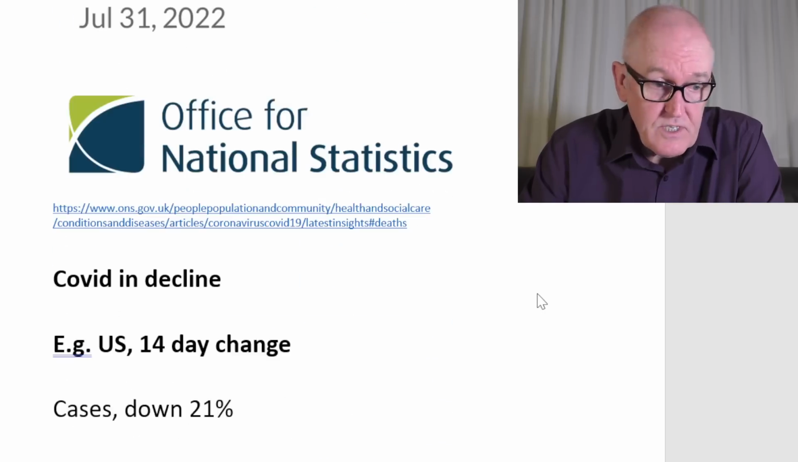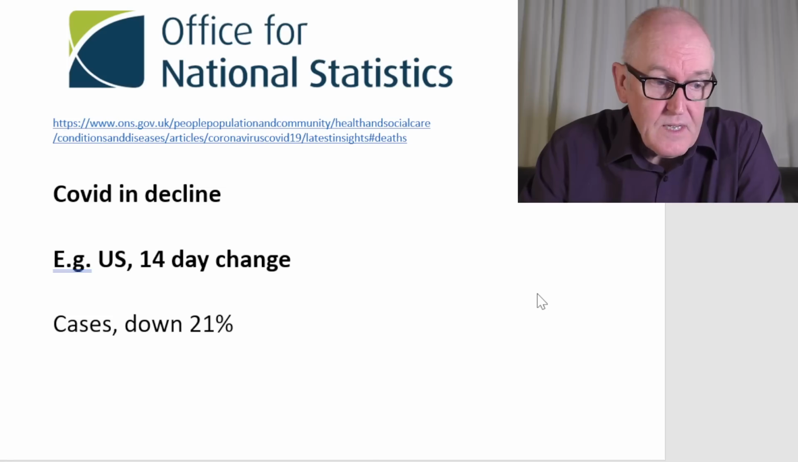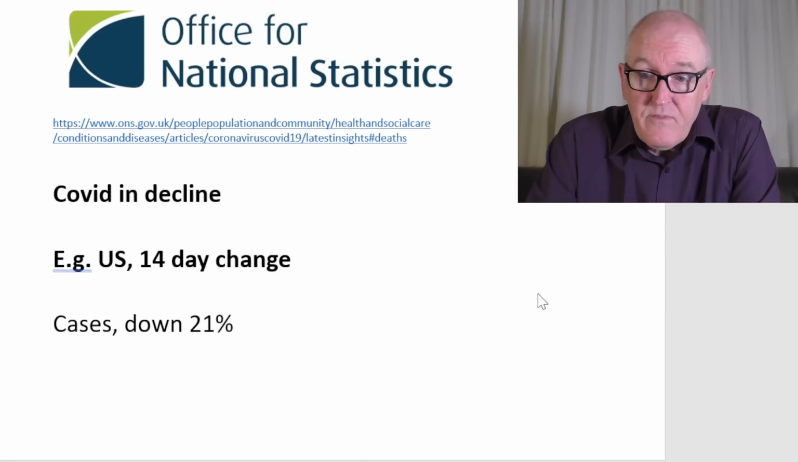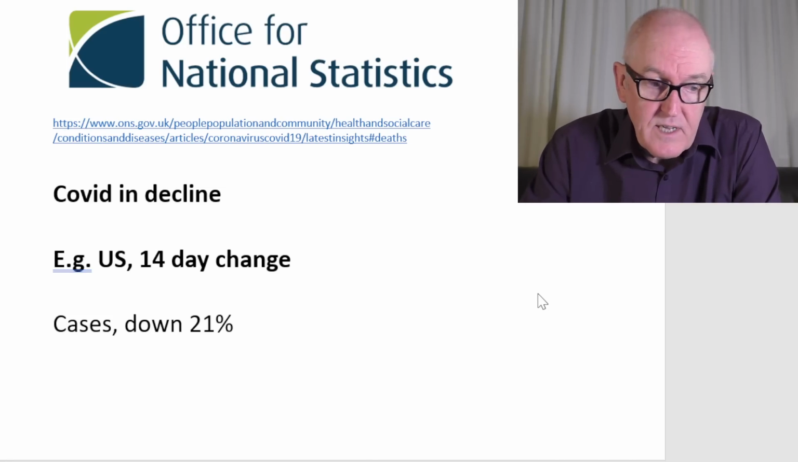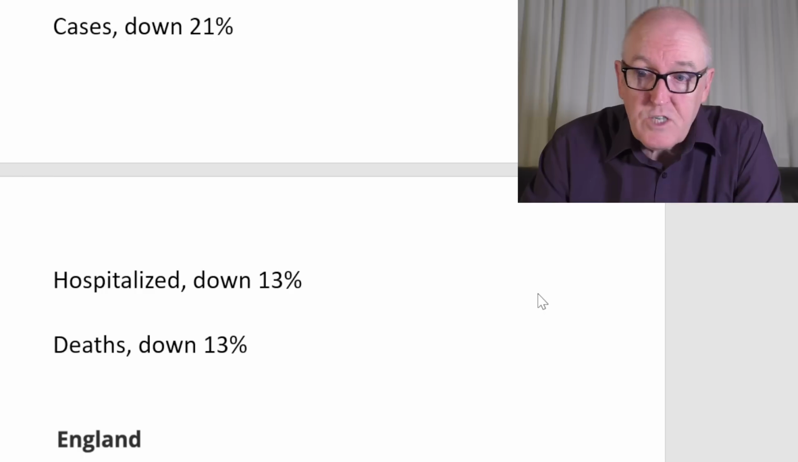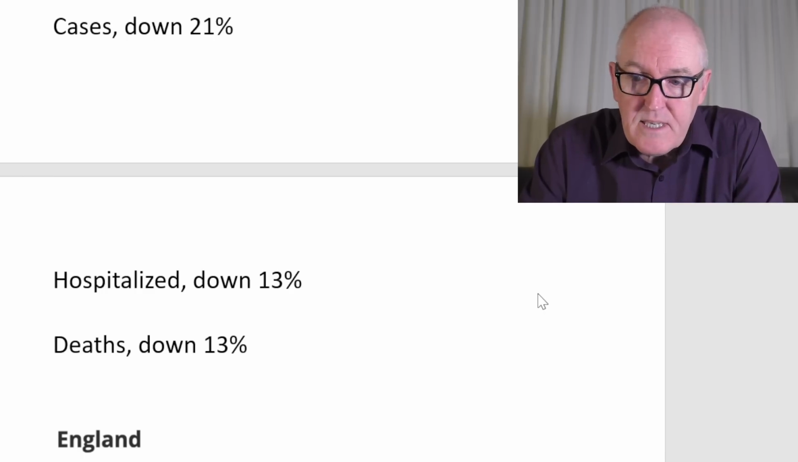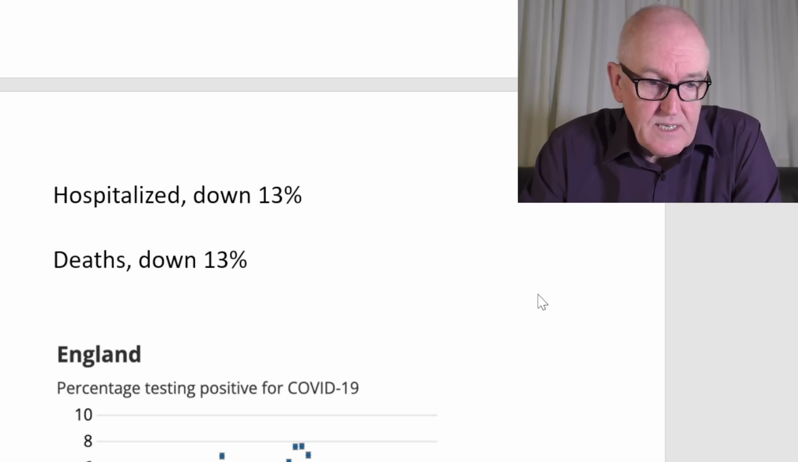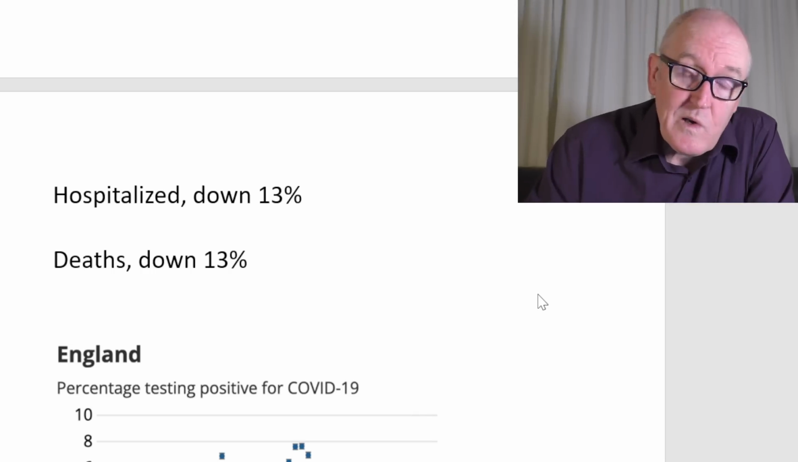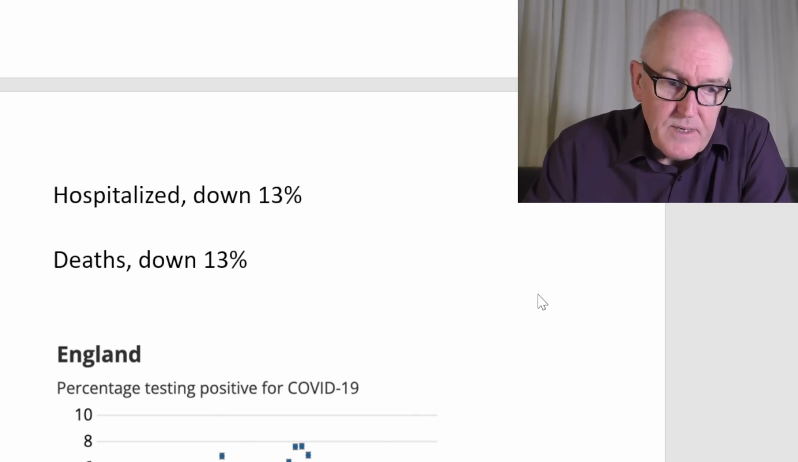Office for National Statistics, first of all. Before we go there, just let's look at it's the same everywhere. So the United States, COVID cases are down 21%. Hospitalizations are down 13% and deaths are down 13% in the United States. So this is not just a UK phenomenon.